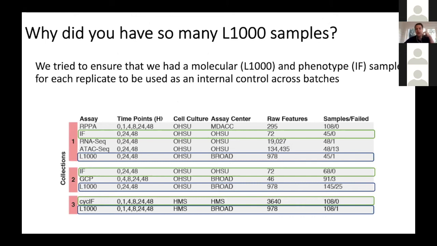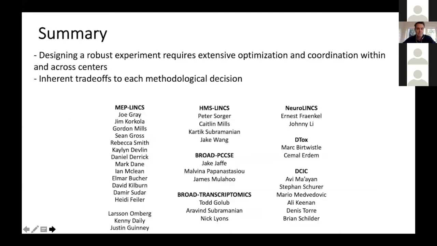We wanted to have both a molecular and a behavioral phenotype so that we can make sure that the ligands were actually inducing a response in each different replicate that we collected. So for collections 1, 2, and 3, we have IF and L1000 across. And so we can make comparisons to see if any of the phenotypes or the molecular responses changed across any of the assays.